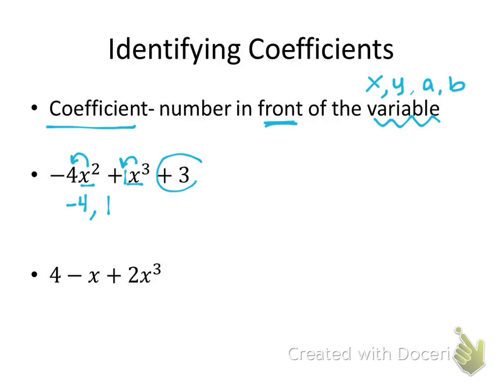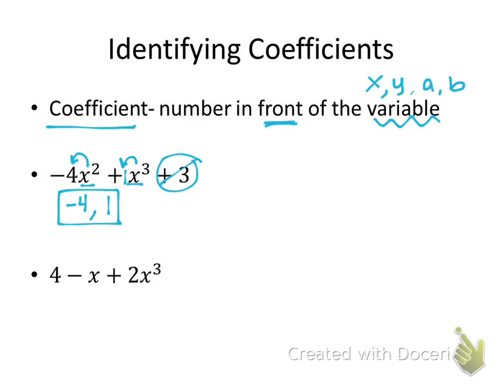Okay, now what about this number right here? It's a 3 and it's by itself. Is it in front of a variable? No. Then all it is is just a standard number. It is not a coefficient. So that does not count for anything when I'm asking for coefficients. So my coefficients are negative 4 and positive 1. That's all I'm asking for there, is what are the coefficients.